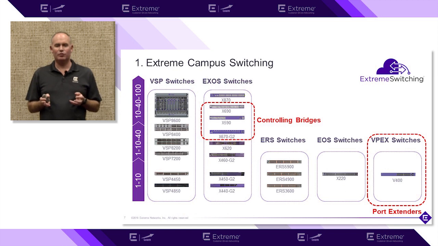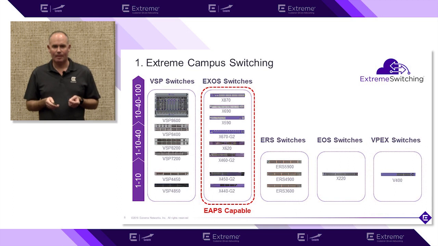And then the final group of switches that I've highlighted here are the ones that are capable of acting in our Extended Edge solution. The Extended Edge solution has 2 components, the controlling bridge switches, the brains of the solution, highlighted here, and then the actual port extenders, which is the V400 series highlighted here. And then finally the EAPS capable switches. EAPS is a ring technology used to build resilient layer 2 rings, which we'll talk about in a moment.